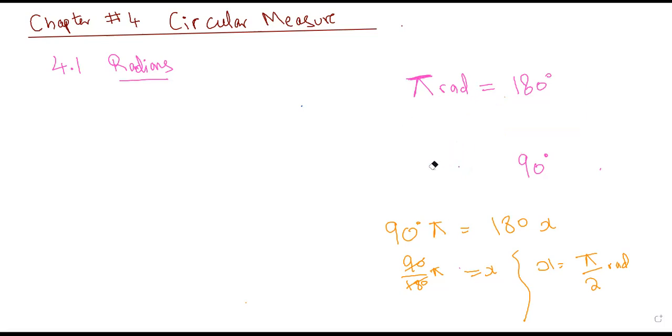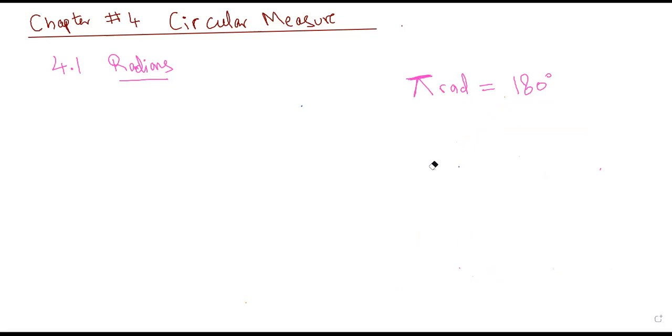So, this is the relationship which we will be using, right? Pi radian is always 180 degrees. This is a standard, okay? Now you will see how we are going to find all the angles in radians using this relationship. So let's see what is the value of 45 degrees in radians, what is the value of 30 degrees in radians, and what is the value of 18 degrees in radians, right?